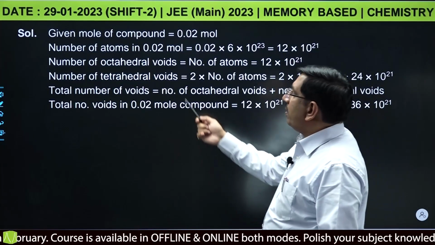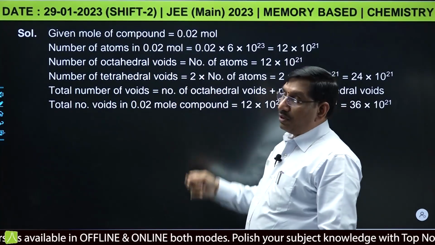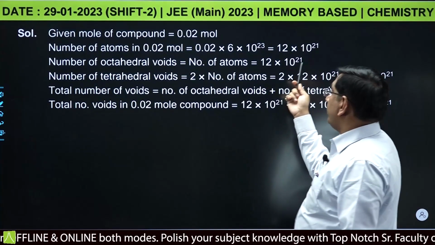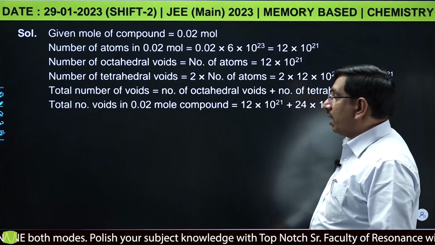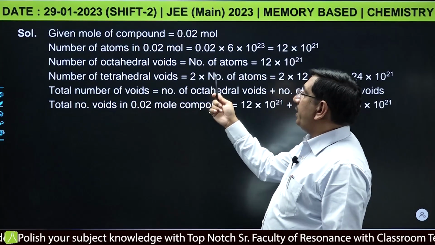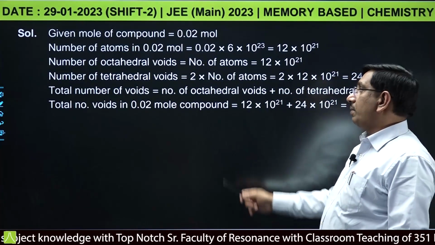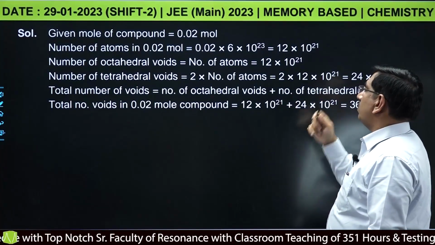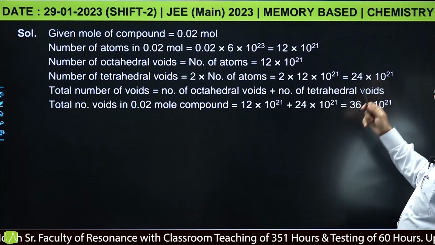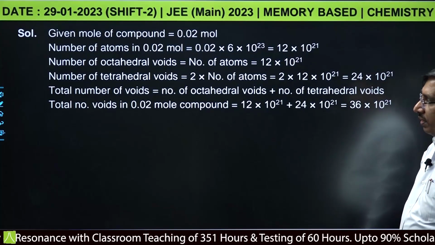Now, the number of octahedral voids will be equal to the number of atoms, so it will be 12 into 10 power 21. Now, the number of tetrahedral voids will be equal to double the number of atoms, so 2 into 12 into 10 power 21, that is equal to 24 into 10 power 21.